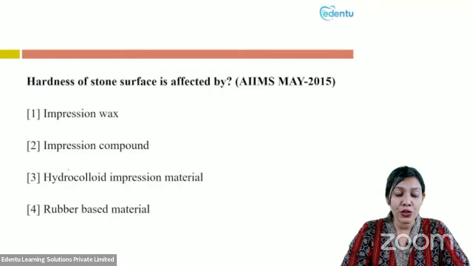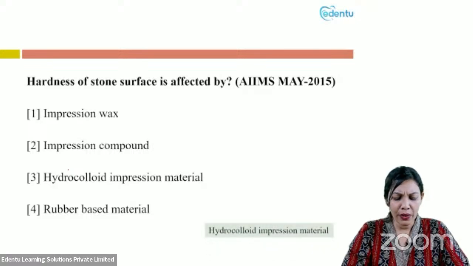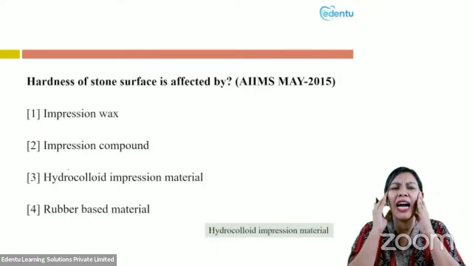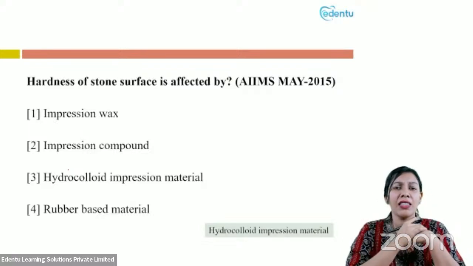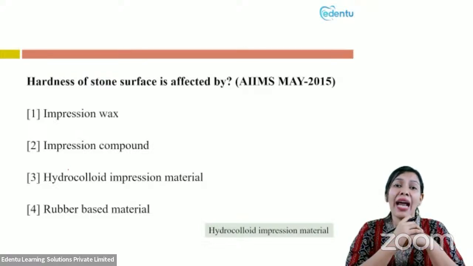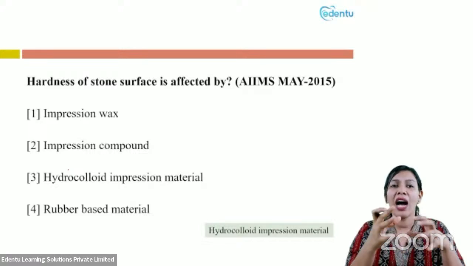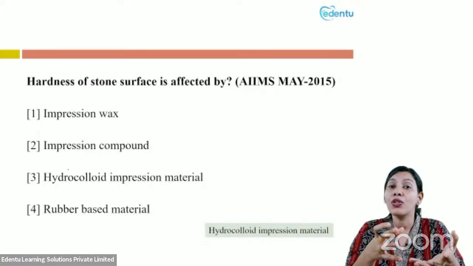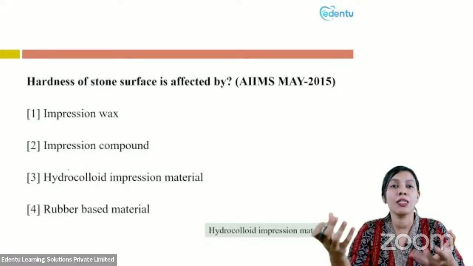Hardness of stone surface is affected by. This is one of the questions you need to correlate with the hydrocolloid impression material we dealt with in the last class. Hydrocolloids means agar or alginate, the impression materials which we use. Agar is a reversible hydrocolloid, alginate is an irreversible hydrocolloid.